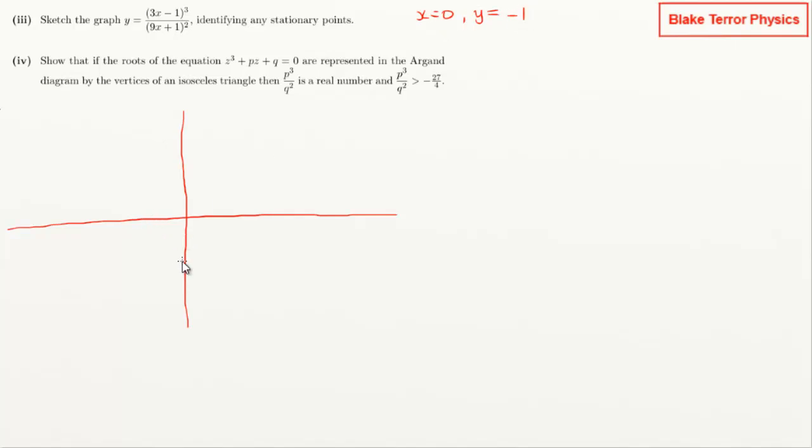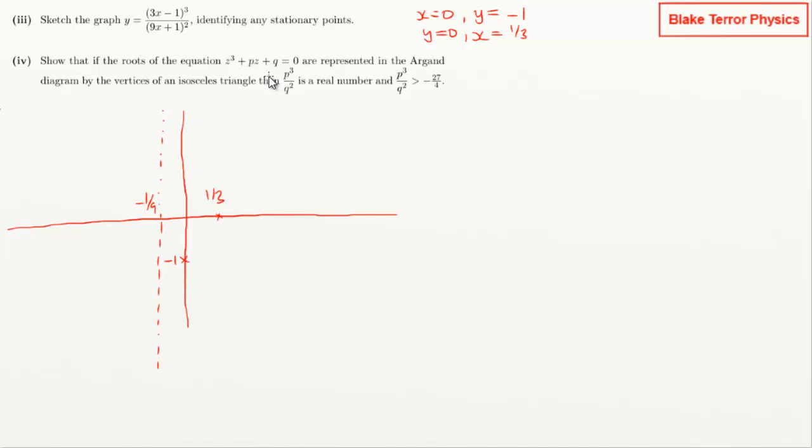So that's a starter. So it's going through here at -1. And y is going to be equal to 0 when x is equal to 1/3. So we're also going through here at 1/3. We've got a vertical asymptote when x is -1/9. Okay. So it's not quite in scale with my thirds there, but I don't want to squish everything up. So that's my vertical asymptote there.